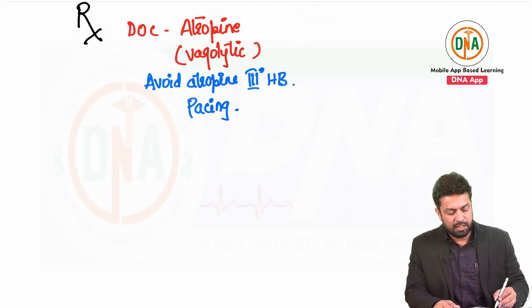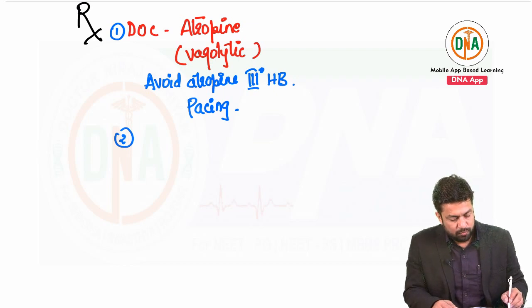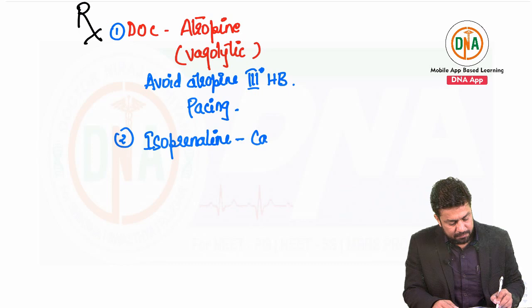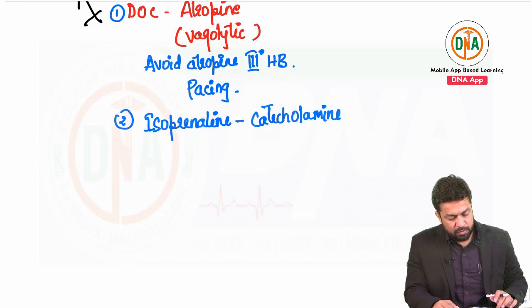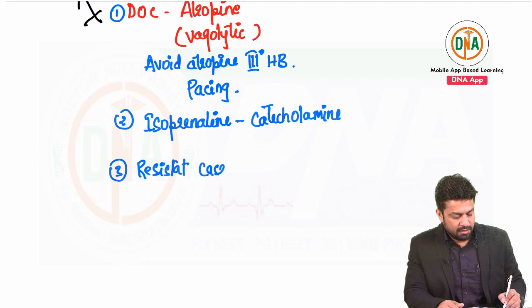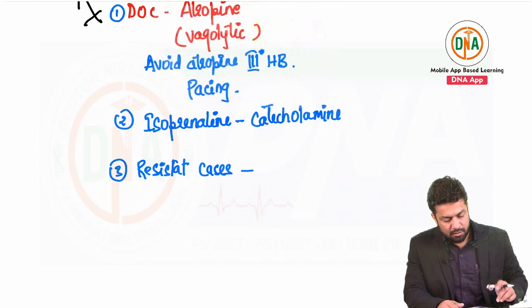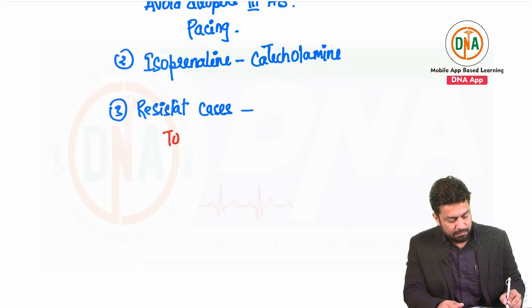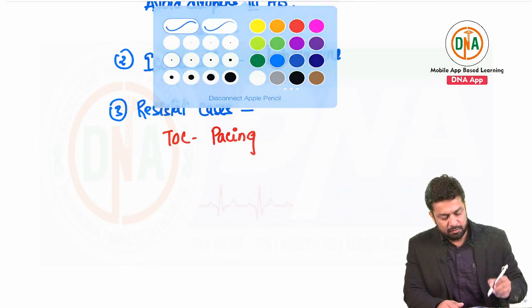And finally, apart from atropine, the other important drug available to us is isoprenaline. Isoprenaline is a catecholamine. If the patient is unable to be managed by drugs, or for resistant cases or third degree heart block, the treatment of choice is pacing or implantable pacemakers.